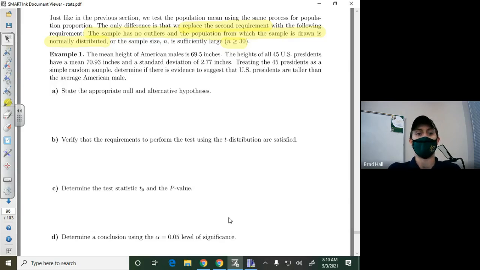Their heights are posted on one of these POTUS websites. The mean height is 70.93 inches. The standard deviation is 2.77 inches. And we're going to treat all 45 presidents as a simple random sample. And we're going to test if it's safe to assume that US presidents are taller than the average American male. Now you might just look at this and say, well, yeah, it says 70.93 versus 69.5, of course.